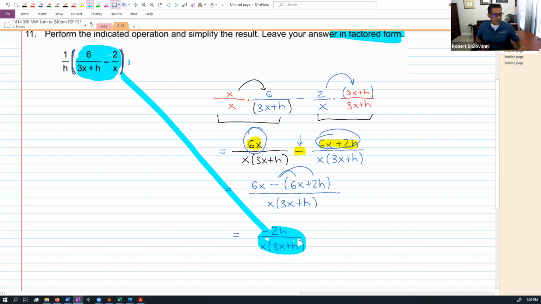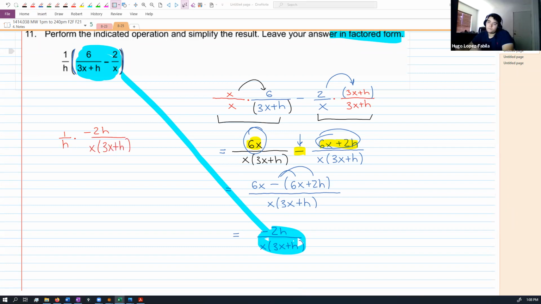So now we need to go back and kind of finish the problem out. We had a 1 over h out front, and we're multiplying that by whatever we got in blue here, which is negative 2h over x times 3x plus h.